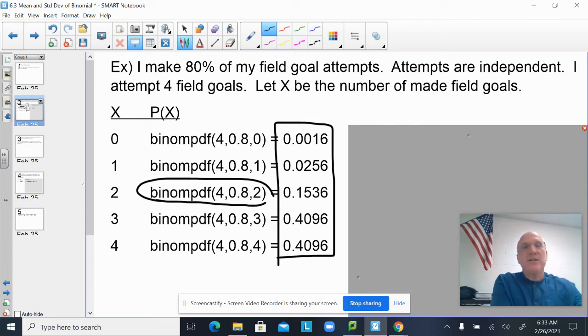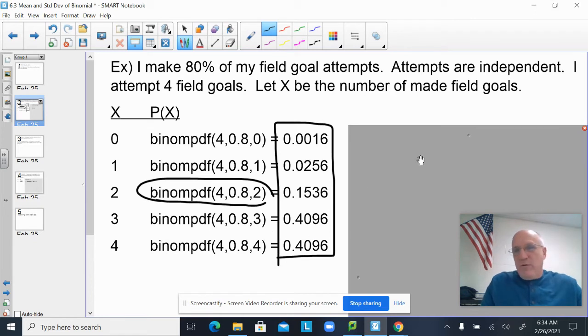But now the question is, what's my expected value? How many field goals do I expect to make when I try 4 field goals? And then what's the standard deviation? How typically far from the mean is a typical number of makes in 4? So the mean should maybe make sense before I uncover what the calculator told me. If I'm kicking 4 field goals and I make 80% of my field goals, I think it would make sense that whatever 80% of 4 is would be the mean. That at least intuitively should make sense.